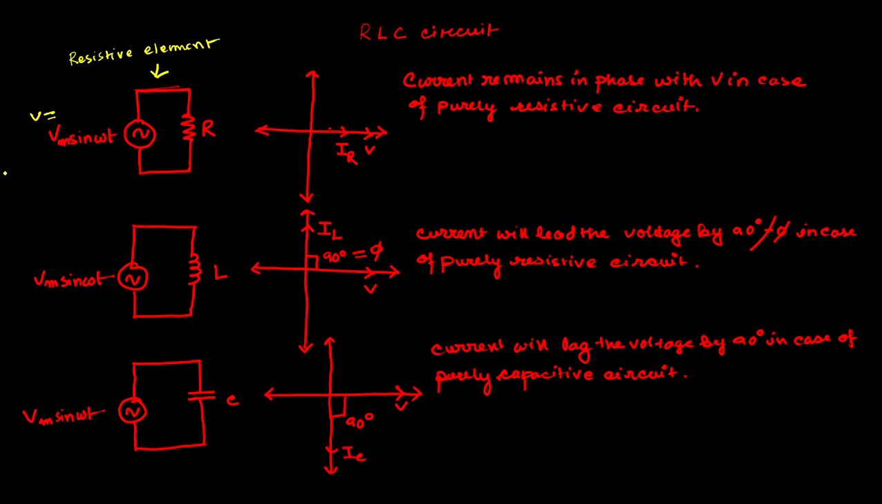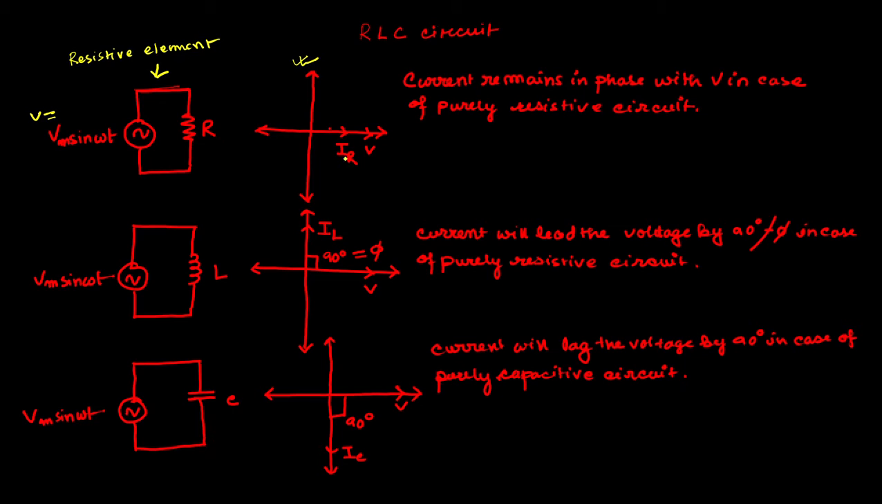Now, for a purely resistive circuit, we have already gone through this. We have already known that there is no angular difference between the current and voltage in case of a purely resistive circuit. So, the phasor representation of a purely resistive circuit looks like this.